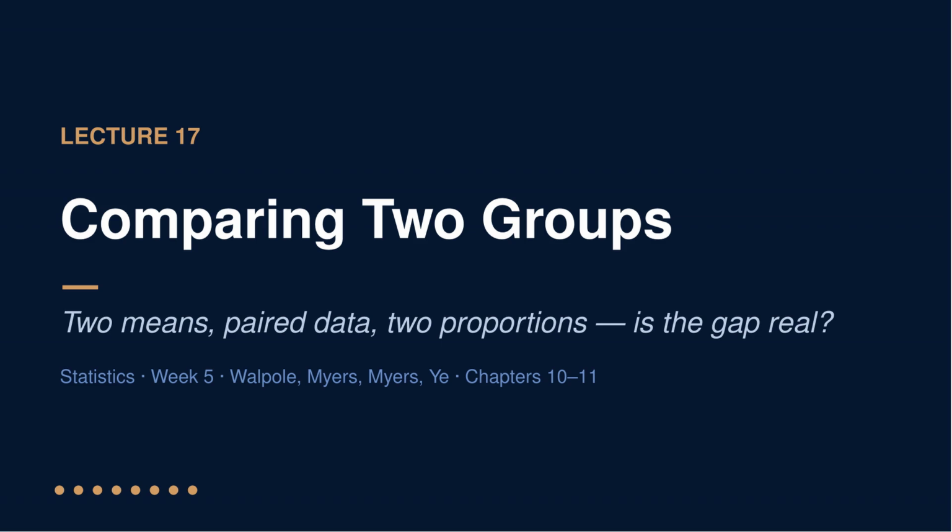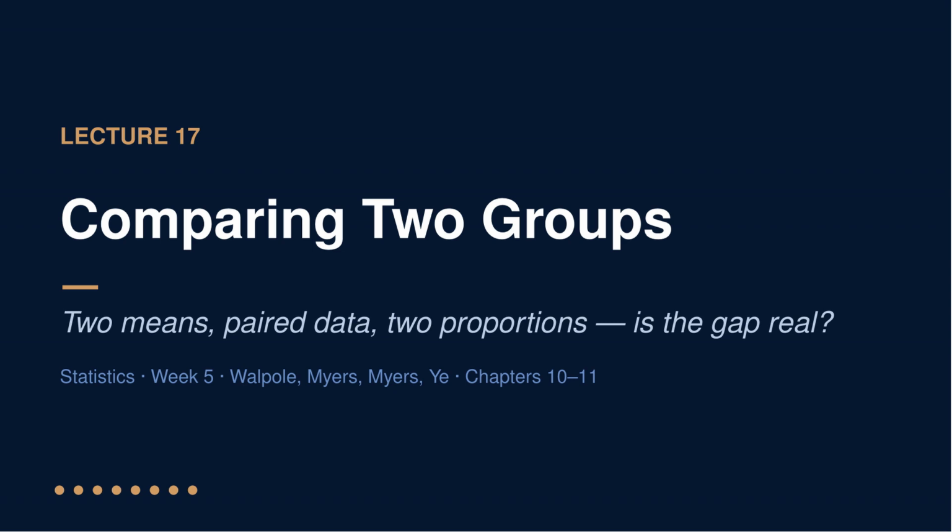Remember Babcia's pierogi kitchen? Way back in the data lecture? Her direct phone orders averaged about $32, and her app orders about $22. An $11 gap. And we promised that one day we'd be able to say whether that gap was real. Today is that day. Last lecture built the hypothesis test, one sample against one claim.